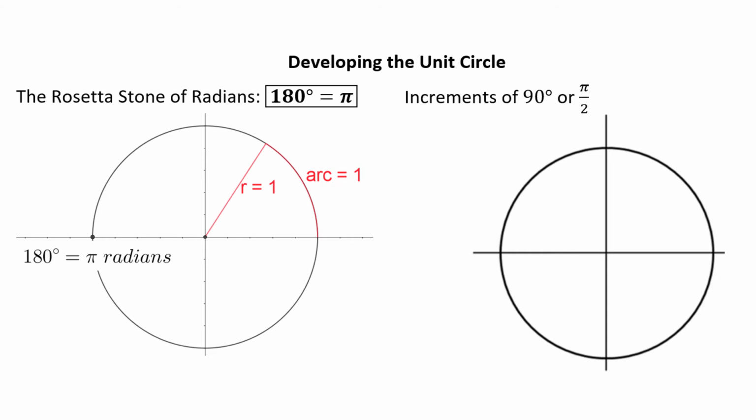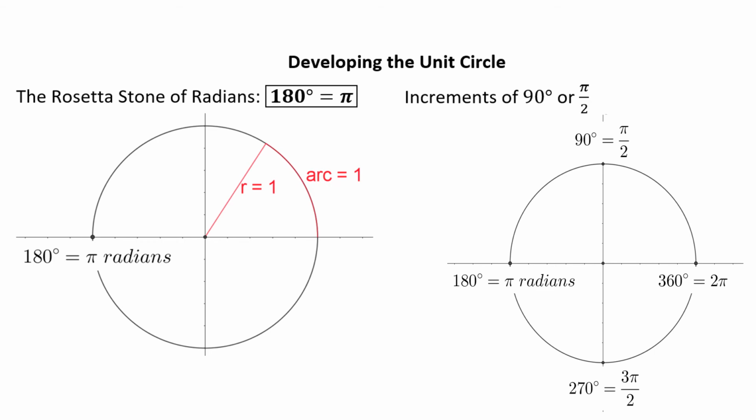180 degrees equaling pi radians is really the linchpin. It's the Rosetta Stone. It's how we get our conversions. If we want to be able to note where increments of 90 degrees are, 90, 180, 270, continuing around the circle, well, 180 divided by 2 equals 90, so pi divided by 2 is where we're going to have 90 degrees. If we come from 90 down to 180, then we can keep going pi over 2 to 2 pi over 2. That reduces to pi, and that's where 180 degrees is on the x-axis.